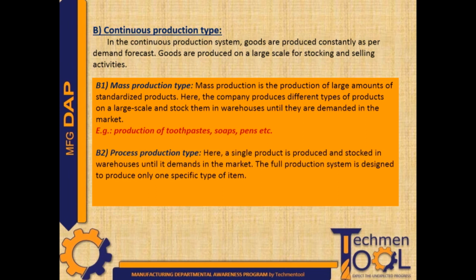Process production type. Here, a single product is produced and stocked in warehouses until it is demanded in the market. The full production system is designed to produce only one specific type of item. Example: production of steel, cement, paper, sugar, etc.